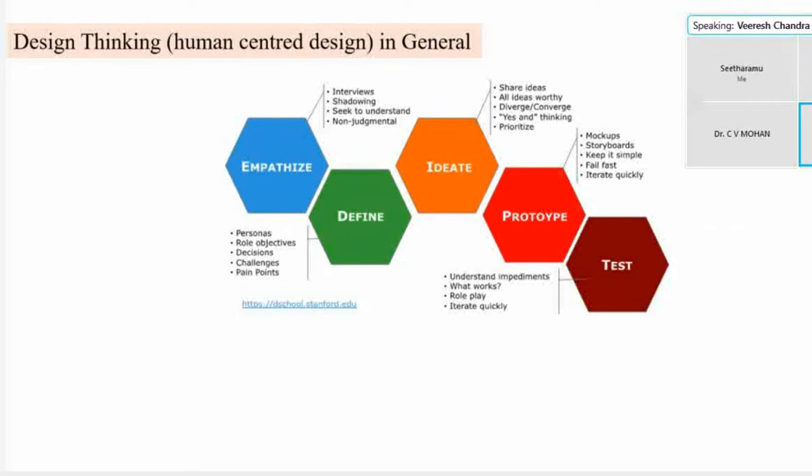So when I say design thinking, as I already told you, it is based on five important components, or five stages, or five processes: empathize, define, ideate, prototype, and test. When I say empathize, we can do interviews, we can do shadowing, we can follow people and see their behavior. We can seek knowledge in order to understand things.